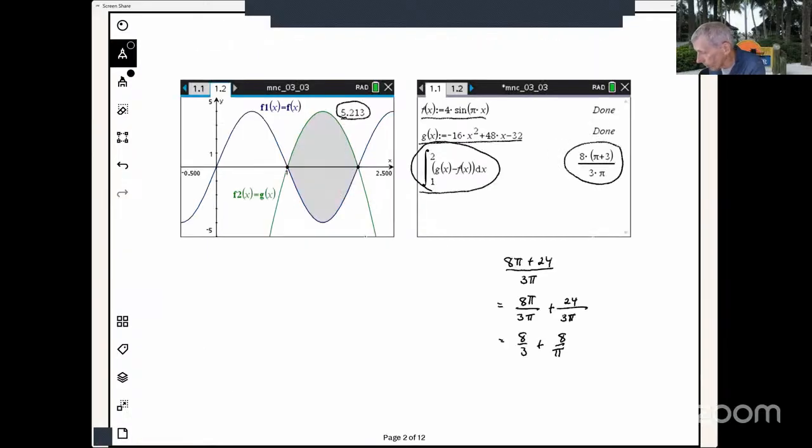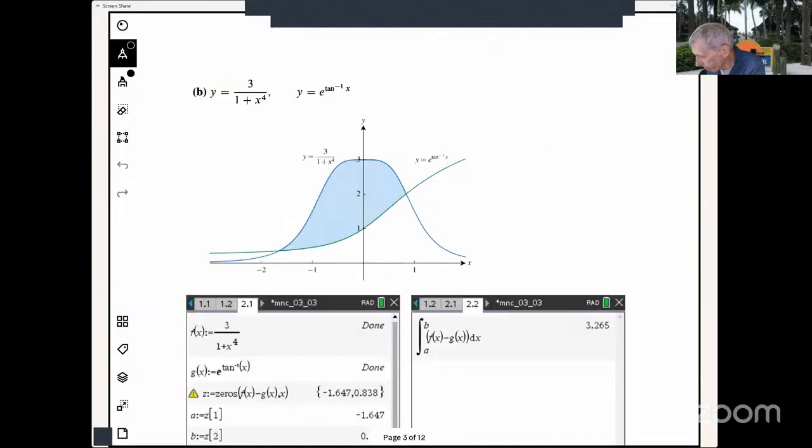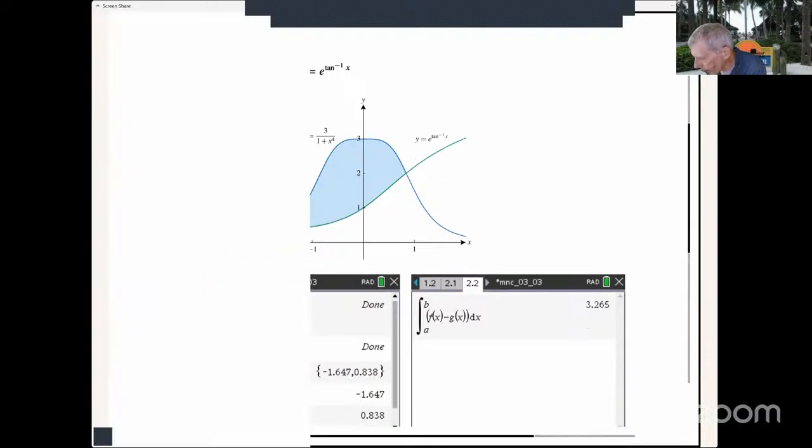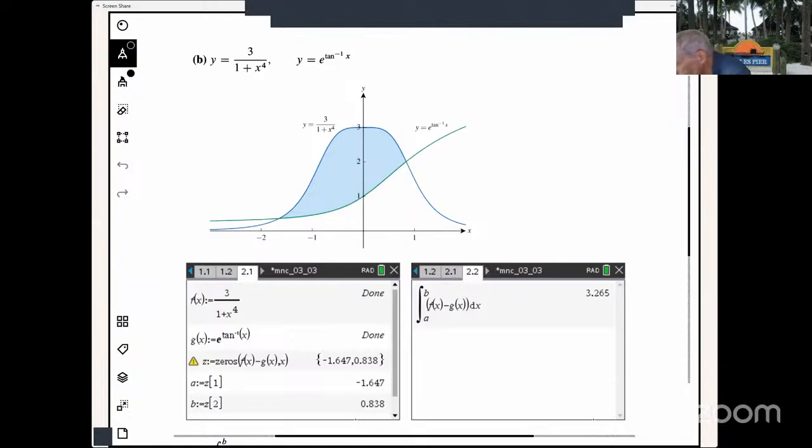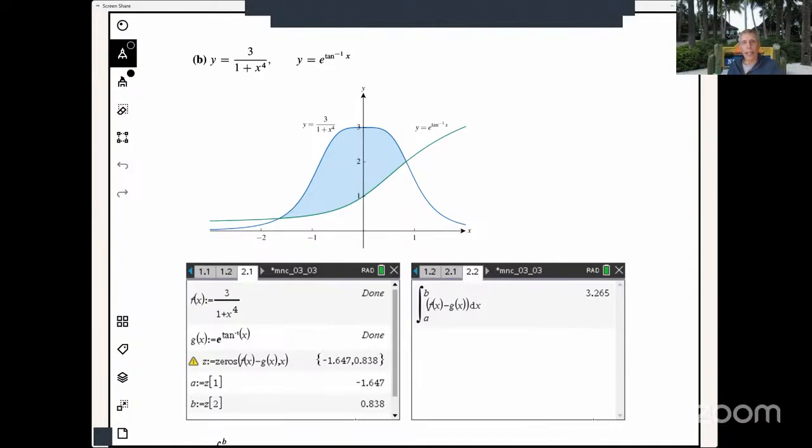Cool. Let's try B. So in B, I've got these two functions. I've got 3 divided by 1 plus x to the 4th. And I've got y equals, what is that? e to the inverse tangent of x. Holy Toledo. Well, I have very little hope of doing this one analytically, I think. There's a graph of these two functions. There's the region R.